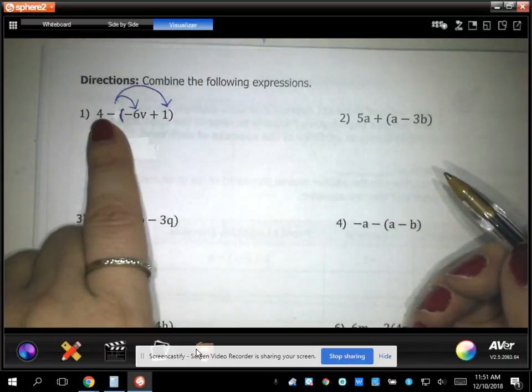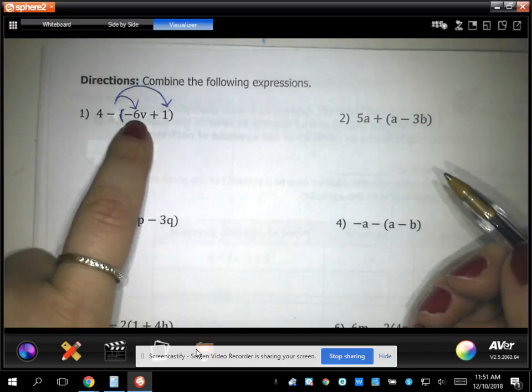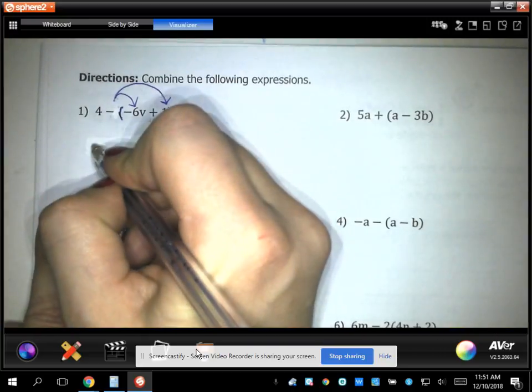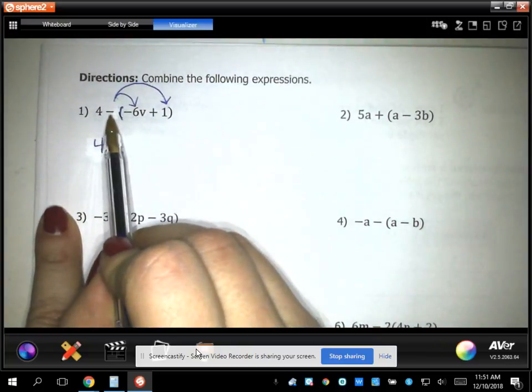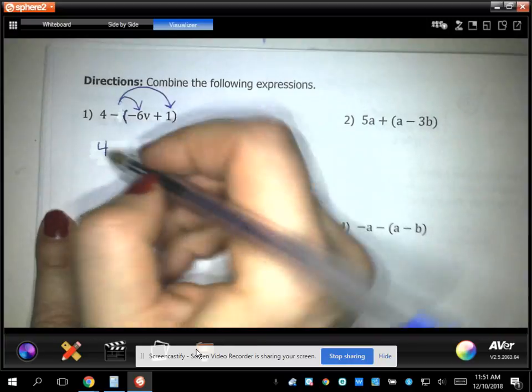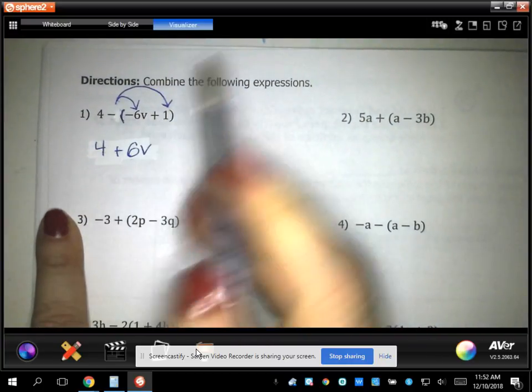Okay, so now we have 4 minus negative 6b plus 1. So I'm not just subtracting negative 6b, I'm also subtracting 1. So I'm going to bring down my 4, but then I'm going to distribute my subtraction sign. A negative times a negative is a positive 6b. And then a negative times a 1 is a negative 1.